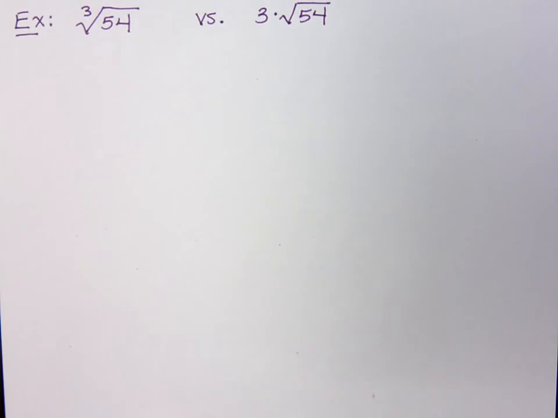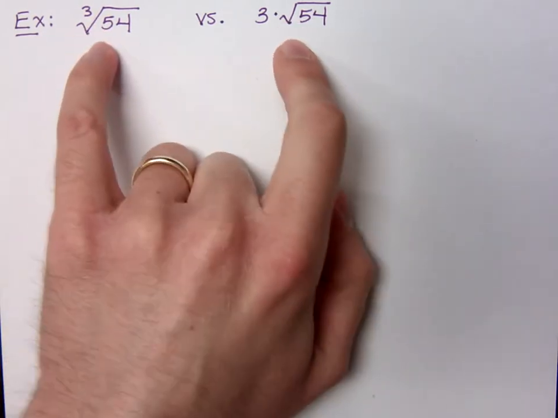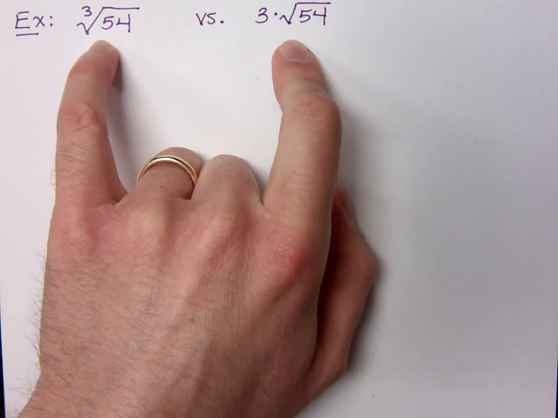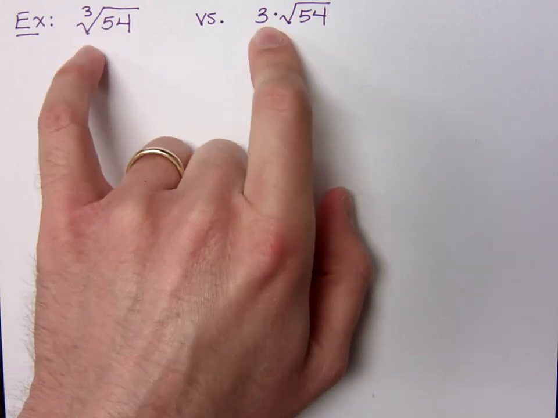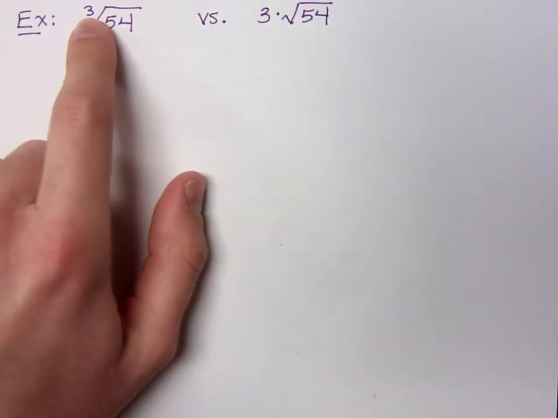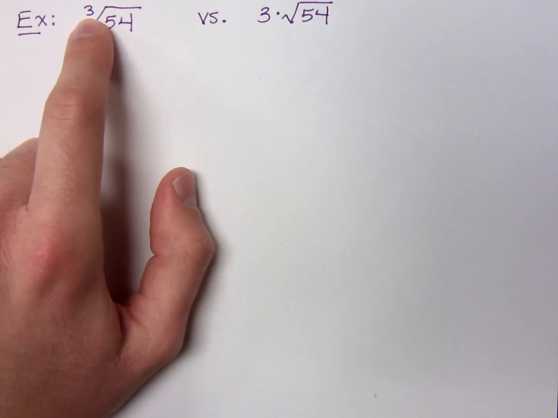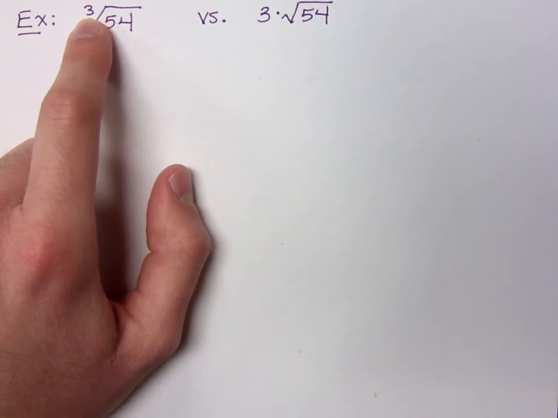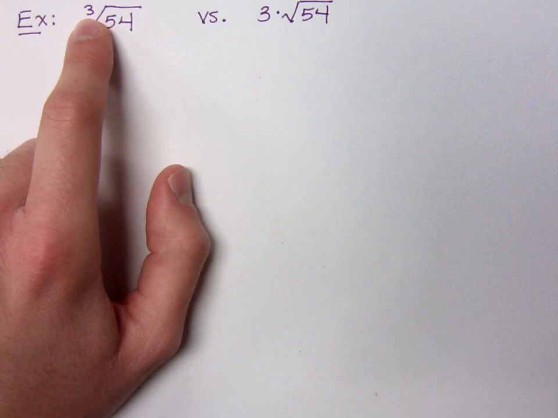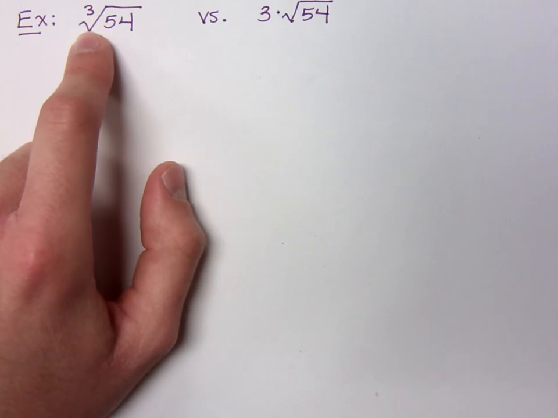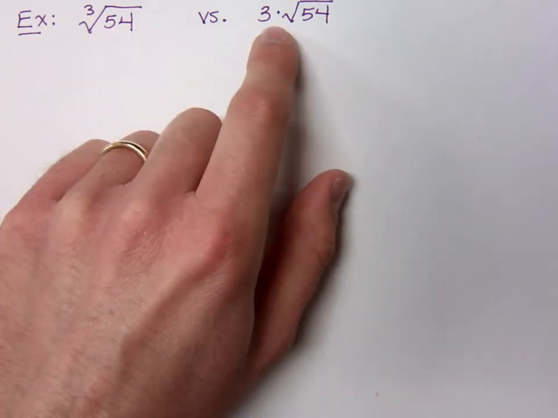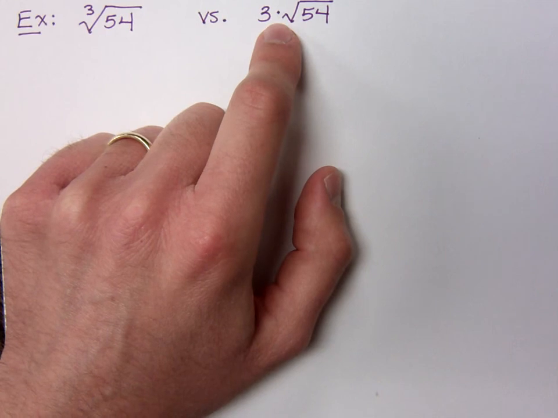Now, let's look at these two examples that we have here. A question came up about the placement of the 3. In this first placement, the 3 is the index because it's in that nook of the radical. But of course, you have to make sure that you draw your radical sign in such a way that you have space to put your index. But the 3 over here does not mean the index.